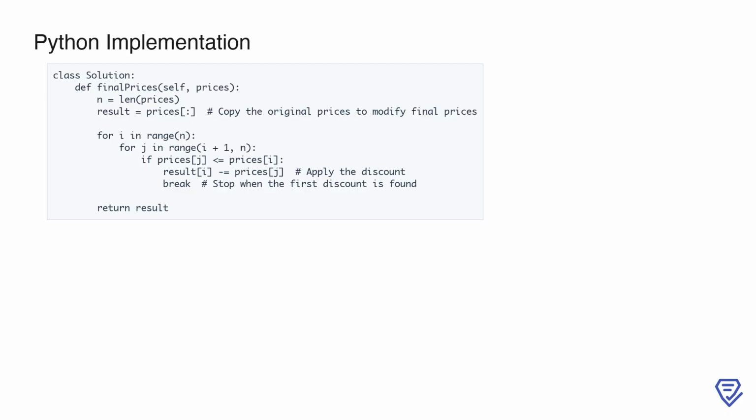Complexity analysis. Time complexity. The solution uses a nested loop structure. The outer loop runs n times, and the inner loop may run up to n times. In the worst case, this results in n squared time complexity. Space complexity. The space complexity is n, due to the result list which stores the final prices.